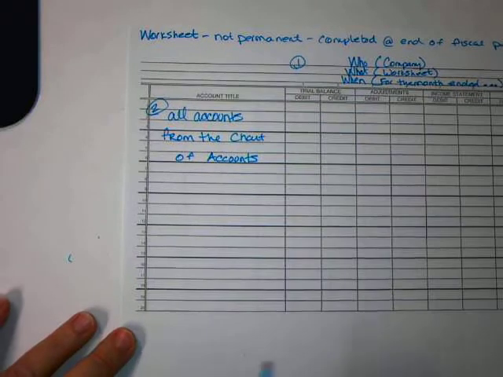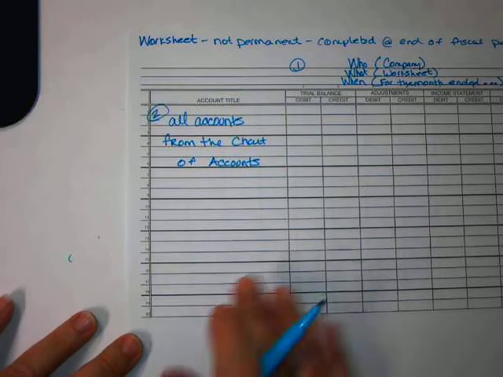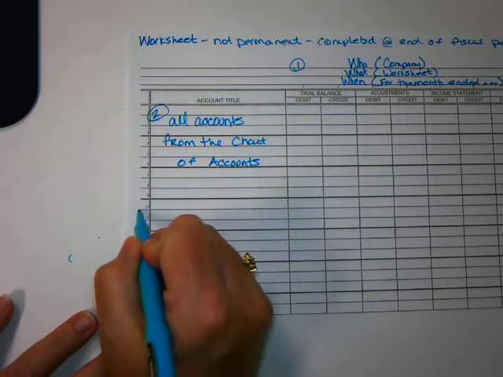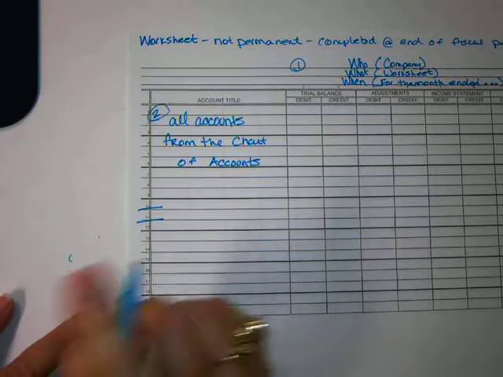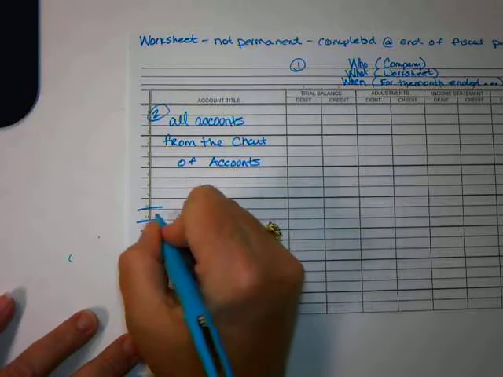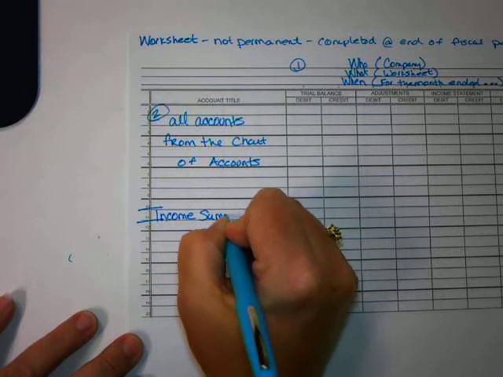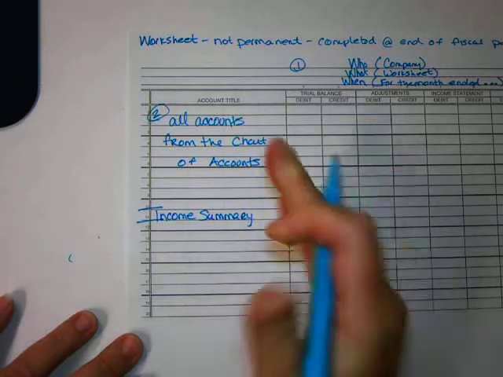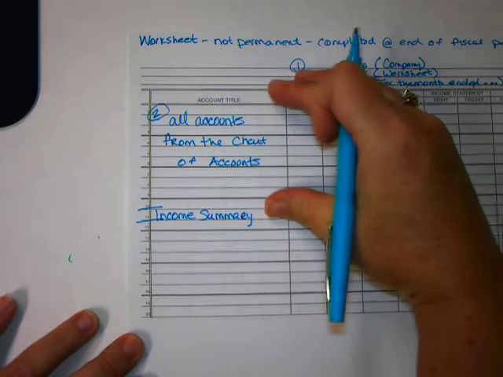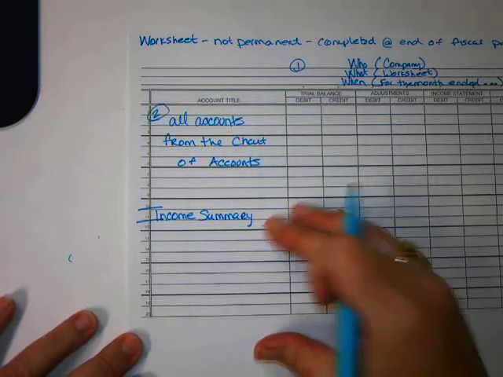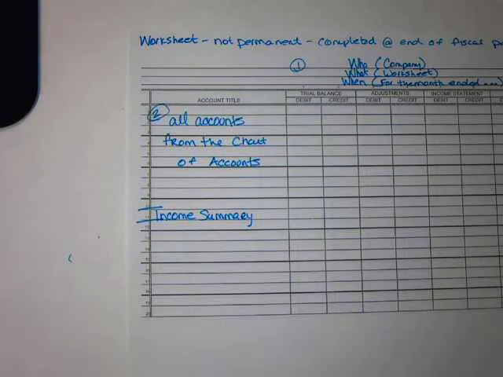Now, one of those accounts is called income summary, and we haven't really used or talked about income summary yet, and we're really not going to use it quite yet again, but it's going to be key in this list because it's going to separate this group from this group. So go ahead and write down income summary.